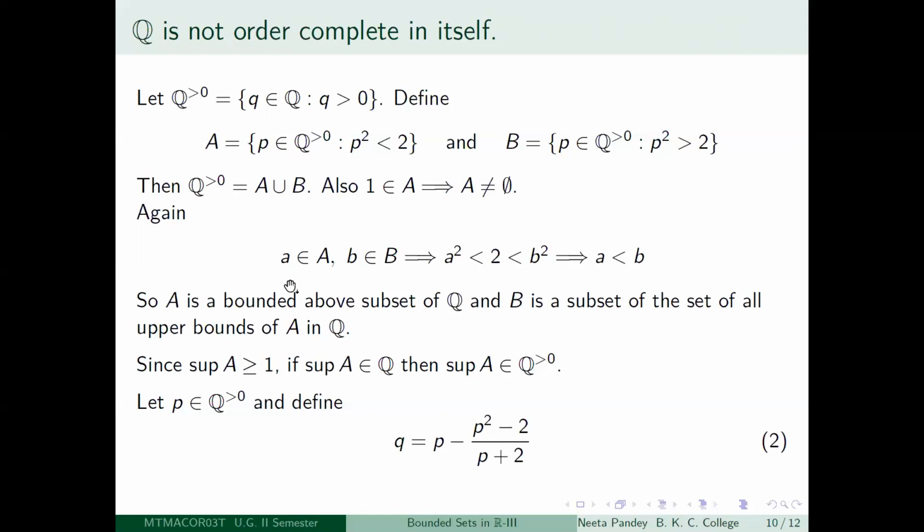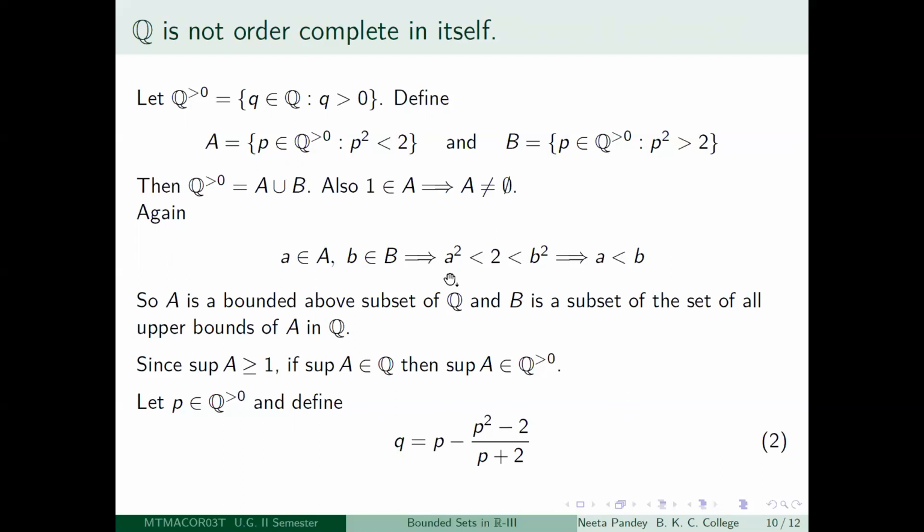Again, if you take any little a in capital A and little b in capital B, then a squared is less than 2 is less than b squared. So if you take the square root of this, forget about the 2 in between, then you will get a less than b, right? We have already seen that there is a square root of a and a square root of b in the previous result, so there is no problem.